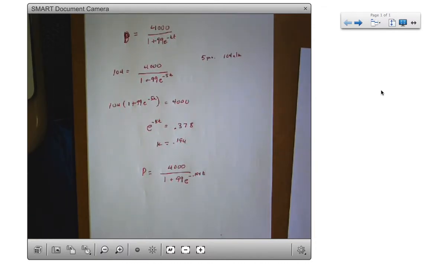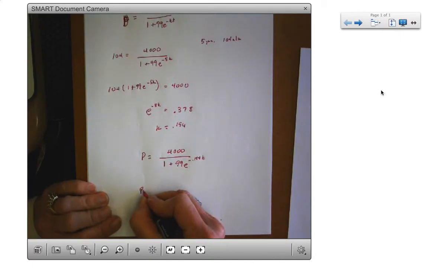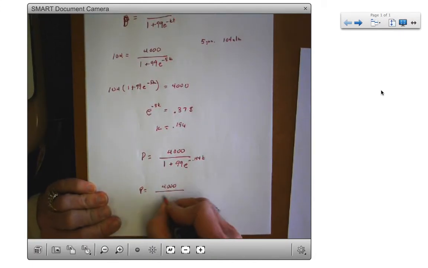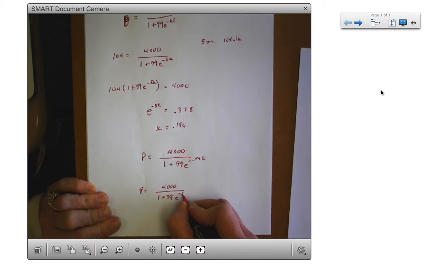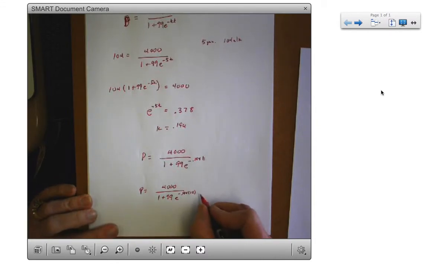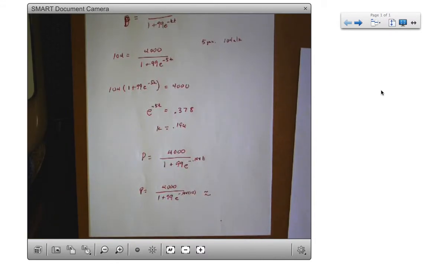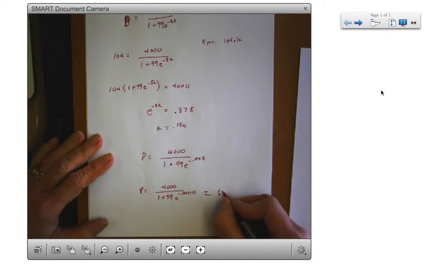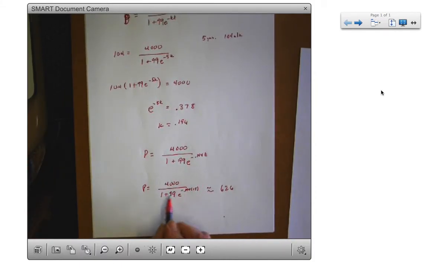All right. Use the model to estimate the elk population after 15 years. So you're just going to plug in 15 for the value of t and use this on your calculator, and you're going to find that it's approximately 626. This is just calculator work, and you can use your calculator to find that value.